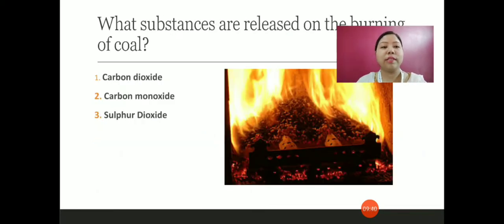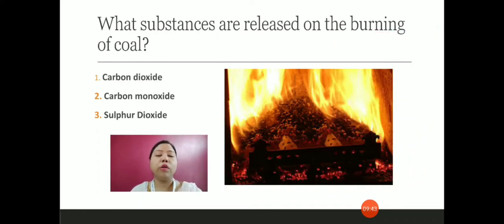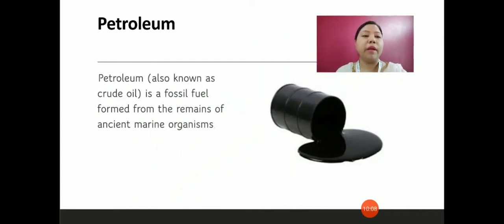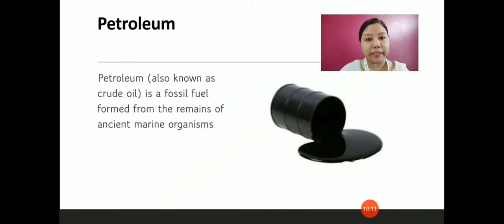Now, what substances are released on burning coal? So, we have studied about the uses of coal. Now, every substance has a use and harmful effects, that means advantage and disadvantage. So what substances are released on burning coal? Harmful gases like carbon dioxide, carbon monoxide and sulfur dioxide are produced when coal is burned, and it causes air pollution. Now let's discuss the next fossil fuel, that is petroleum.